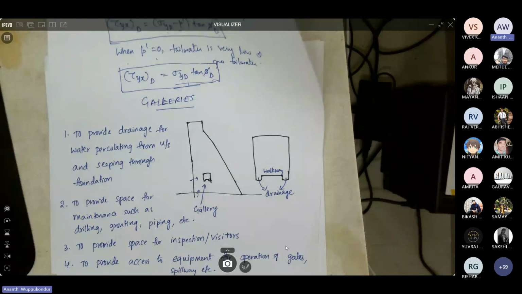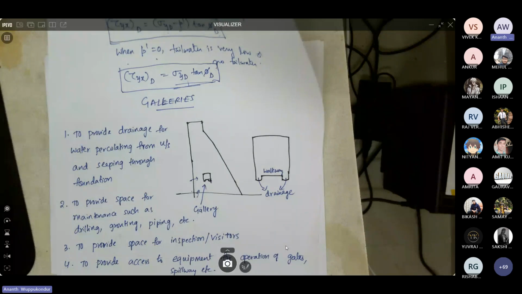Or you can provide piping and also provide electrical equipment or lighting inside the gallery so that active maintenance can be taken. So you can also do inspections or provide visitors an inside access of how the dam is. And also you can use this gallery for operating mechanical equipment or for moving equipment that needs to be transported, let's say for testing the strength of the material of the dam.